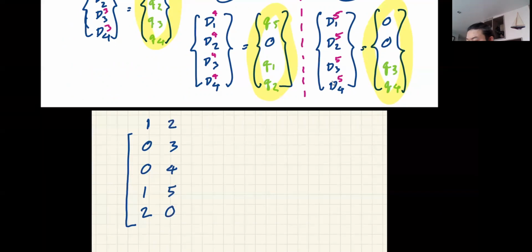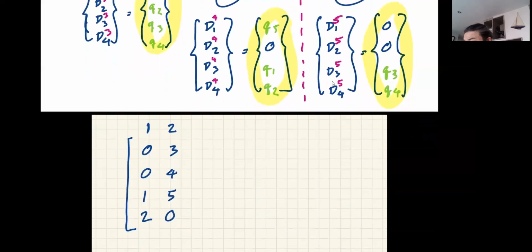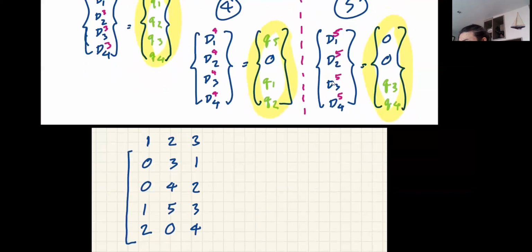That's for member number 2. Okay. Member number 3, you can see it's 1, 2, 3, 4 here. So it's 1 and 2 and 3 and 4 for member number 3. For member number 4, just right on top of you now, here it's 5, 0, 1, 2. And last one, it's 0, 0, 3, and 4.